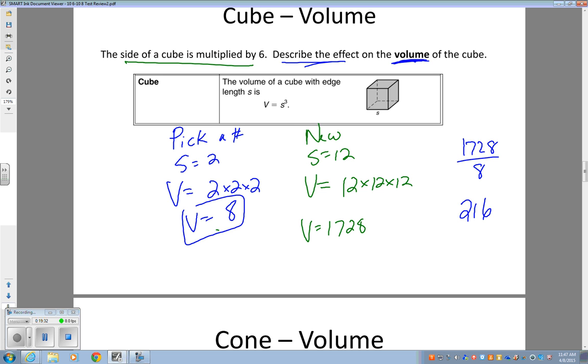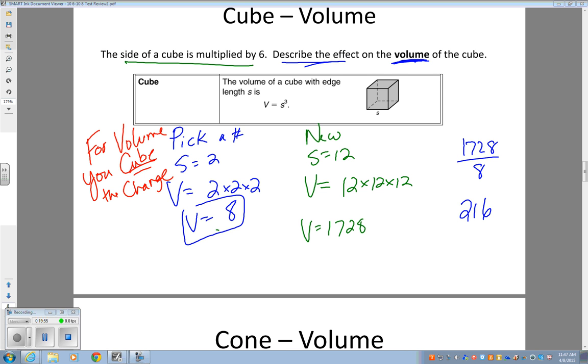Here's the shortcut. If you memorize this, for volume, you cube the change. For volume, you cube the change. What was the change? How did it change? What did they tell you to do?